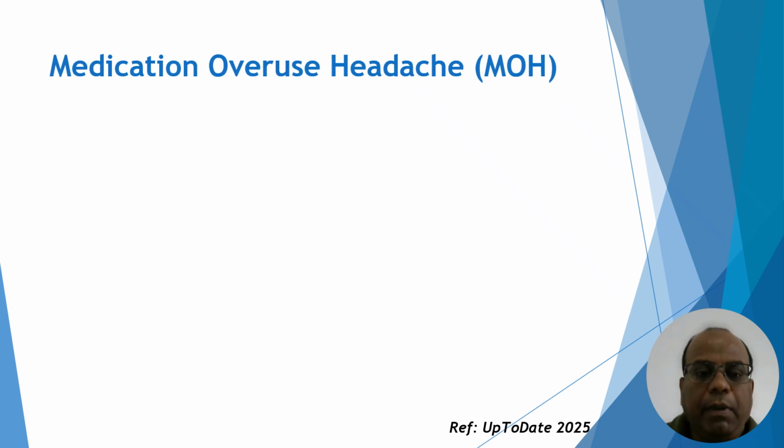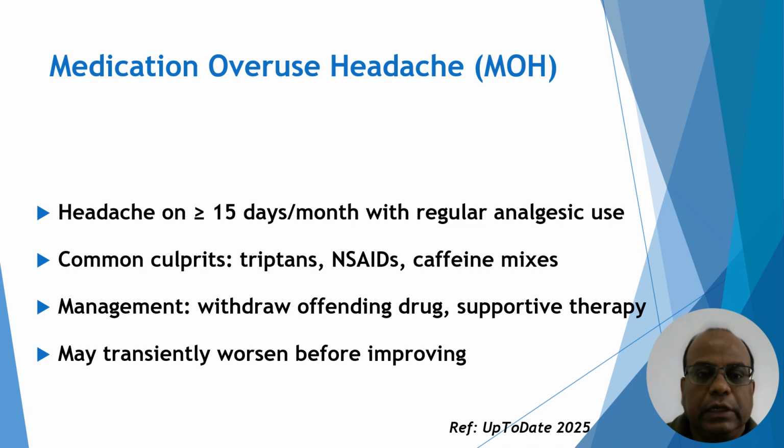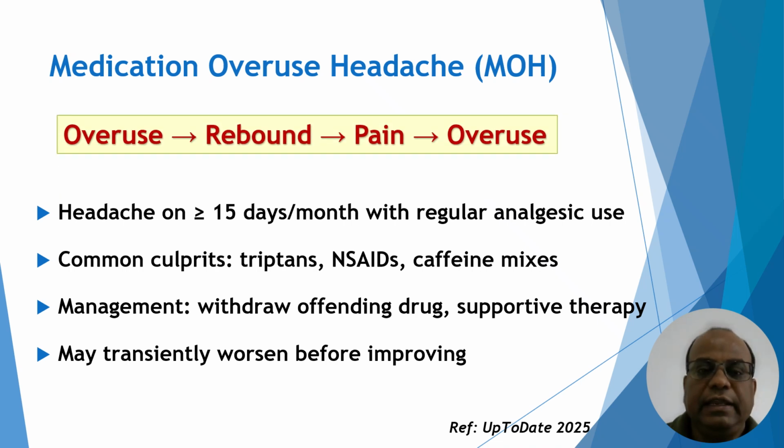Now, a little bit about medication overuse headache. Medication overuse headache is a chronic daily headache caused by the frequent use of acute pain medications for primary headache disorders like migraine. It creates a cycle where the medicine to treat a headache becomes the cause of more frequent and severe headaches.